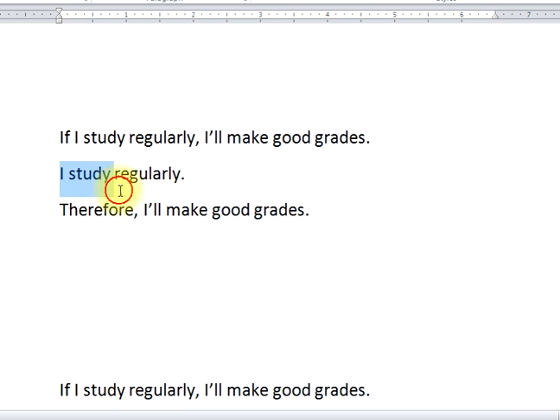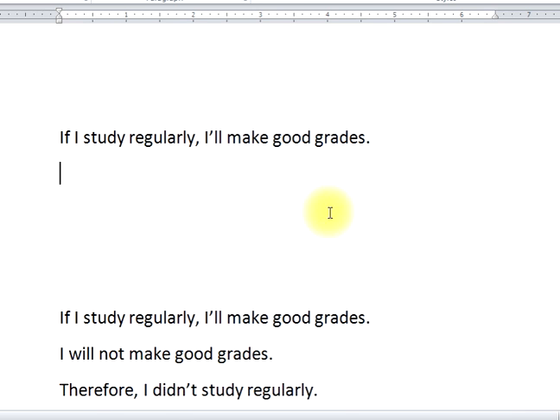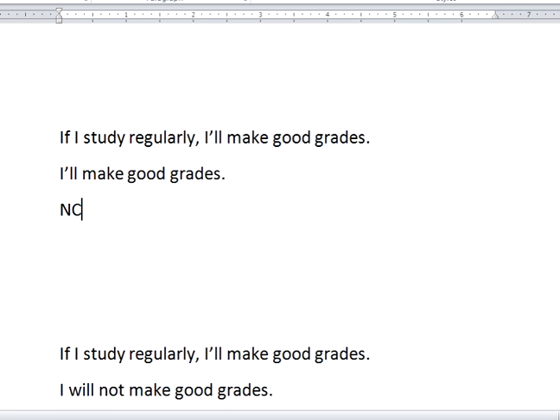Let me erase all this and just say, what if I study regularly, I'll make good grades, and they go, hey, look, I'll make good grades. Okay. Does that mean that I've studied regularly? Well, not necessarily. Maybe I'm just lucky. Maybe I don't have to study at all, and I'll still make good grades. All right. So from this, there's no conclusion.